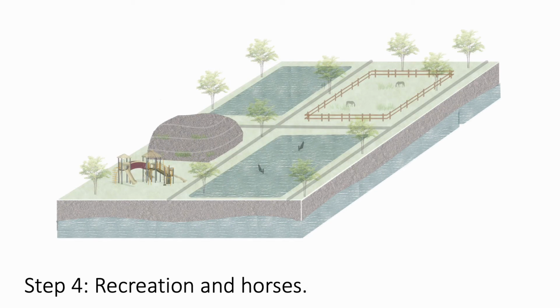So in the last step of our process, recreation and horses are added. This recreation consists of a children's playground, ponds for water sport, hiking trails and parks where there is the opportunity to picnic or to rest. The accommodation for the horses consists of bridle paths, pastures, stables and a riding area.